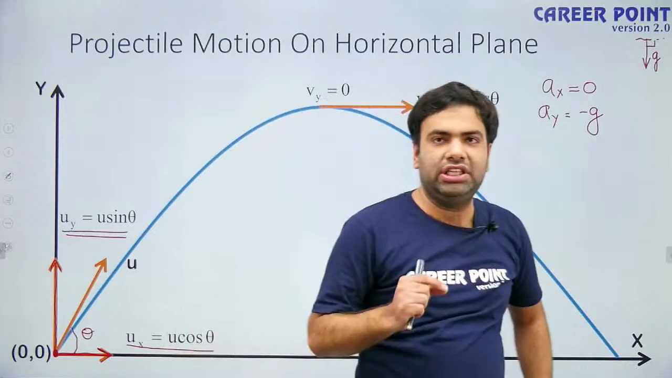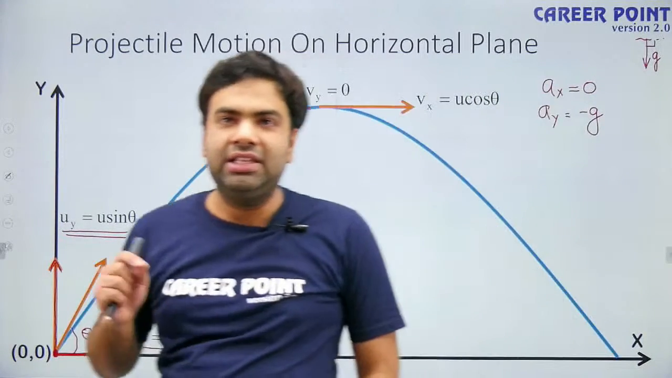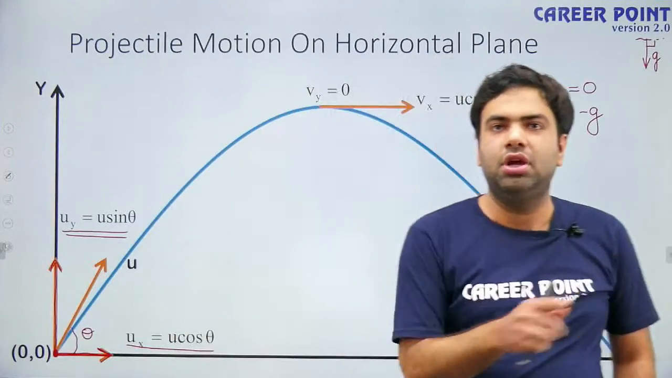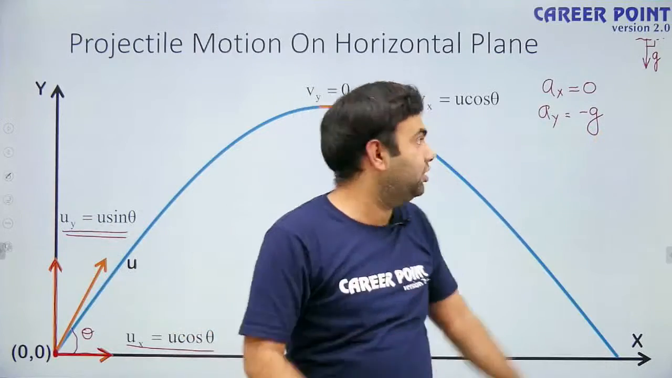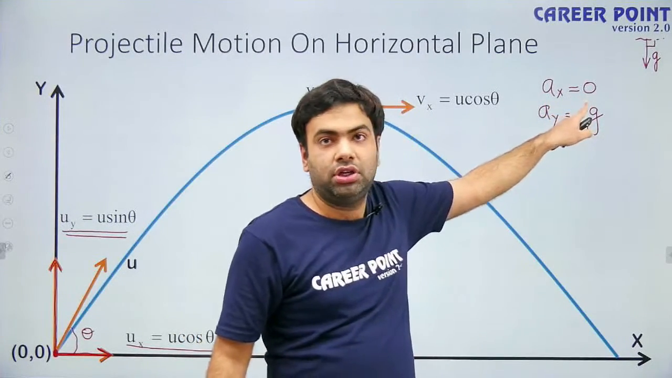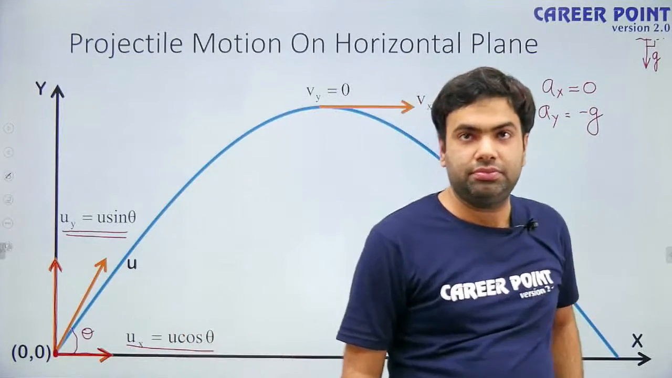So to solve these questions, to study this projectile motion, this is the simplest method: consider this projectile motion as the combination of two motions, vertical motion plus horizontal motion. Vertical motion with acceleration due to gravity and horizontal motion without acceleration. We have the x component of acceleration as 0, that is why I have written horizontal motion without acceleration.